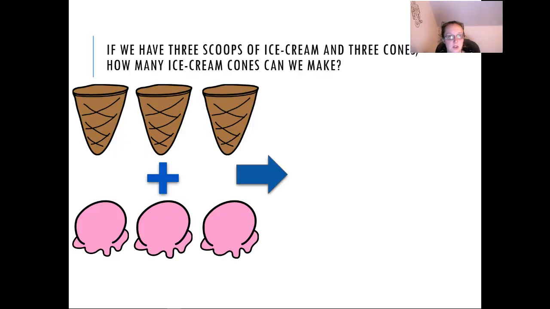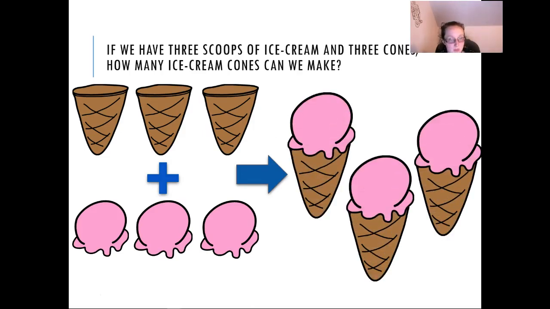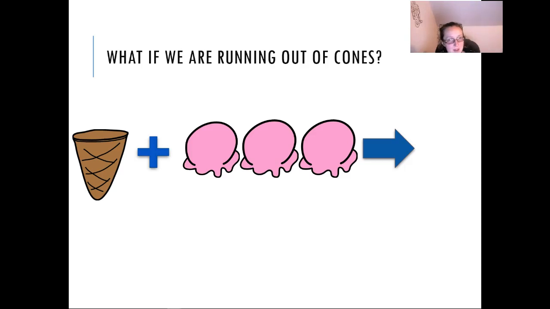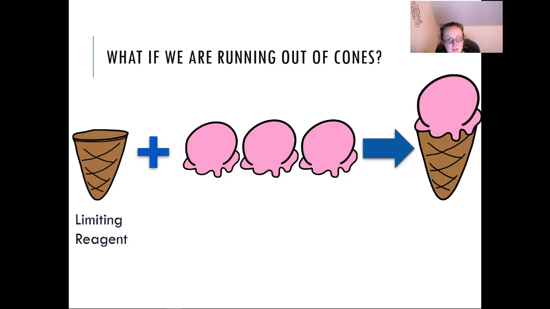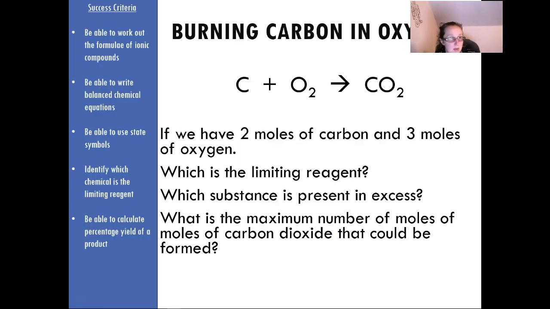Just to give you a visual on this, if you think these are my reactants here, ice cream cones and ice cream, I can make with those reactants 3 products. I can make 3 ice cream cones. Here, I've only got 1 cone but 3 blobs of ice cream. Well, my limiting reagent is my ice cream cone, so I've only got 1 of it, and my ice cream is in excess. But it doesn't matter that my ice cream is in excess, because with only 1 cone, I can only make 1 ice cream cone. It's the same idea, but just with chemicals.